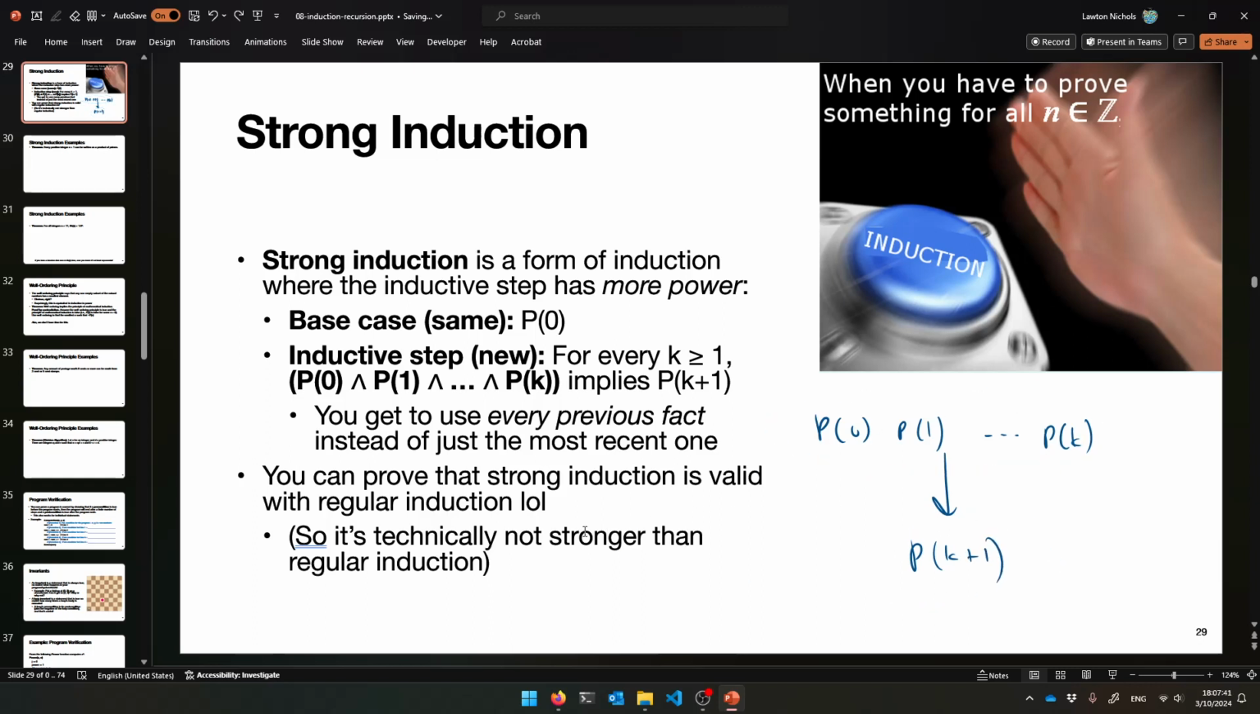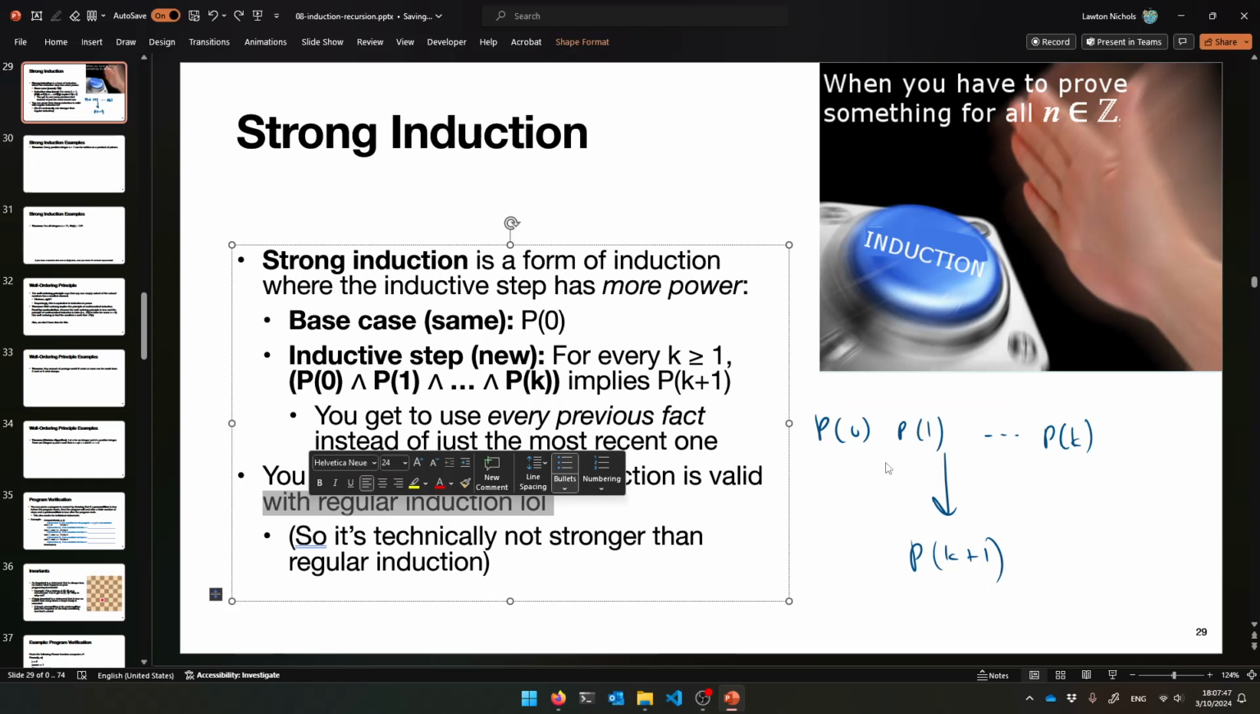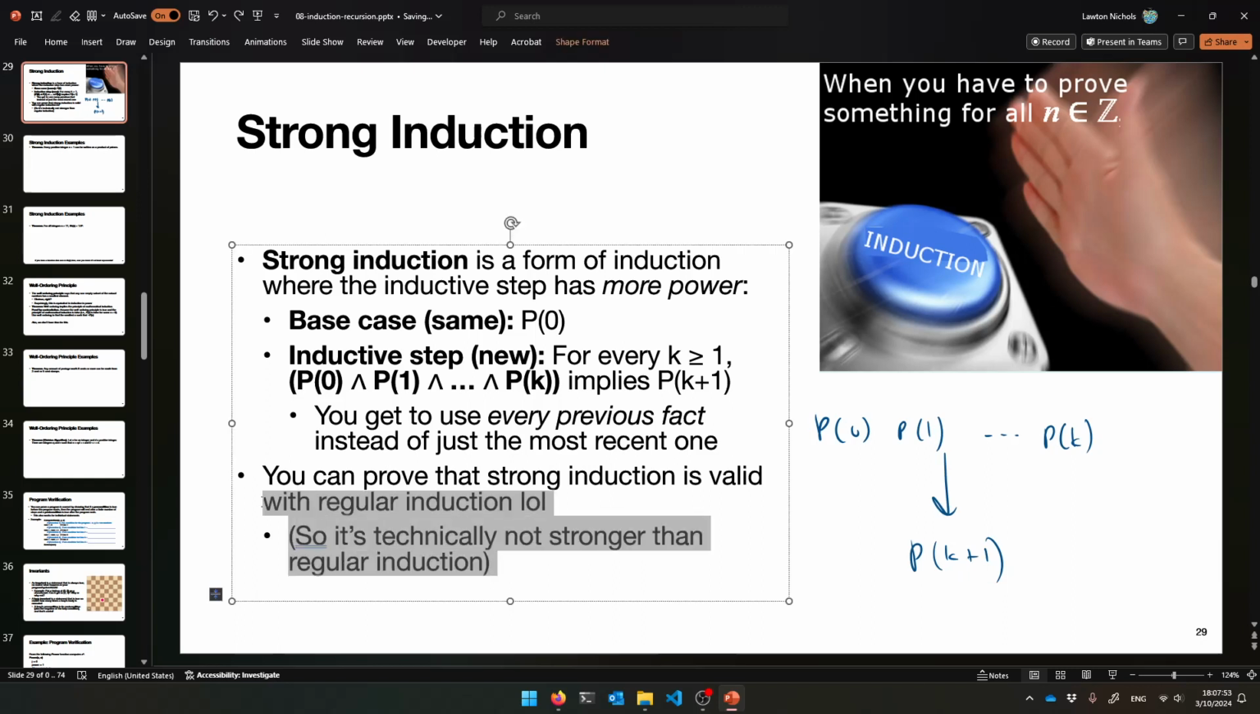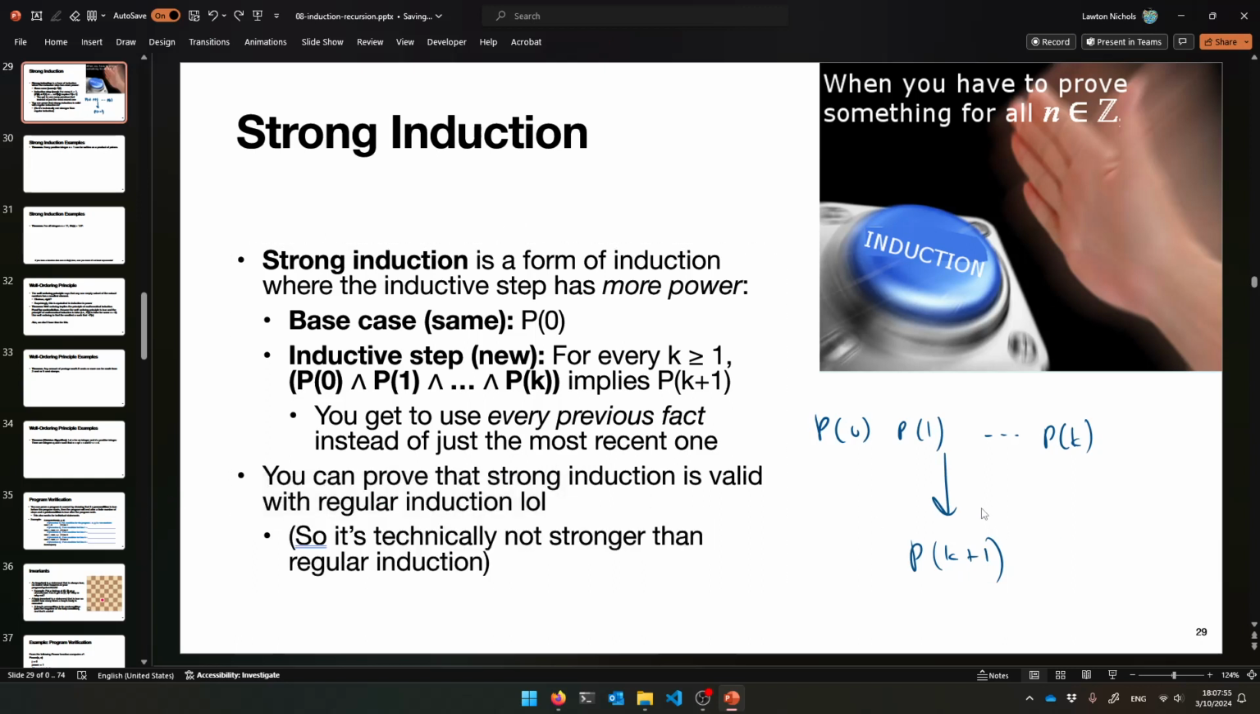You can actually, which is funny, prove that strong induction works. It's a valid proof argument with just normal induction. So it's actually not any stronger than normal induction. It's just less writing. Technically it's not really stronger than normal induction. It's just a different way of thinking about induction. You're allowed to access your previous proofs because you had them all along.